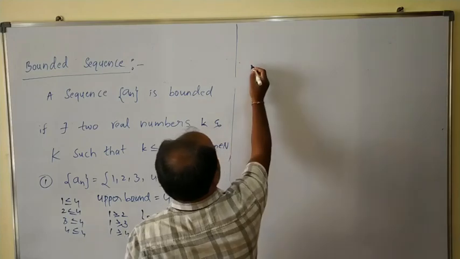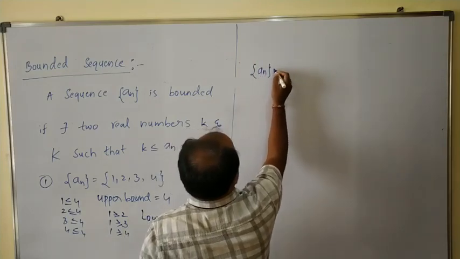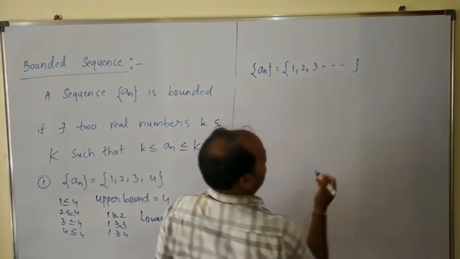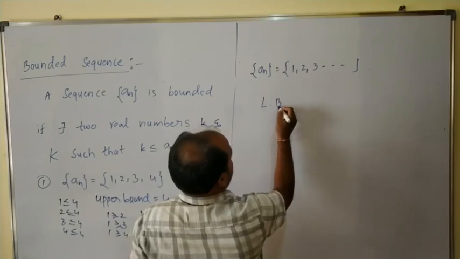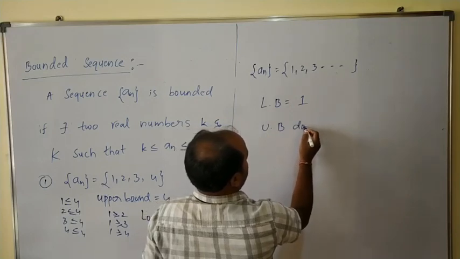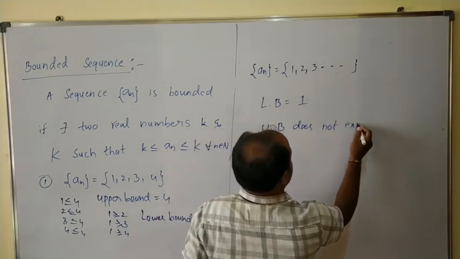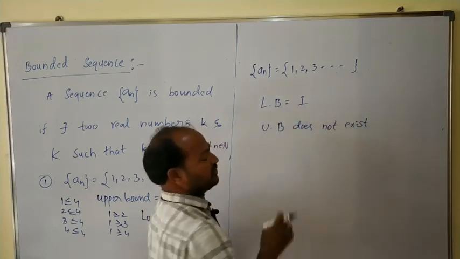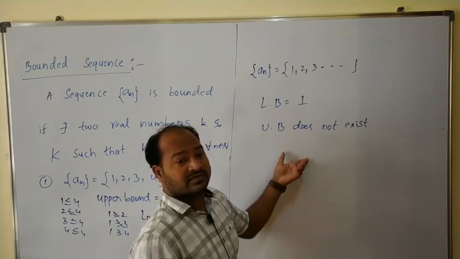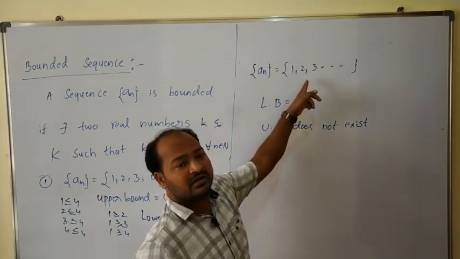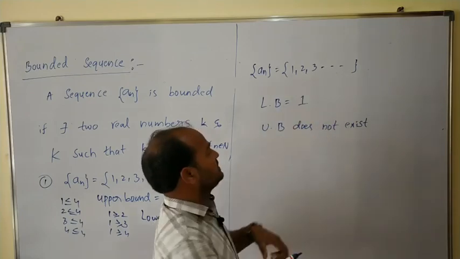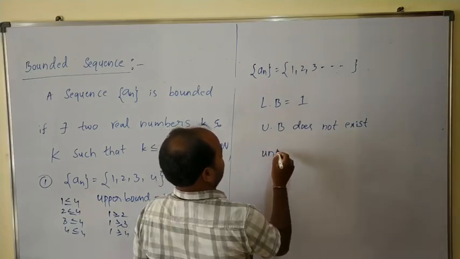For example, suppose you have a sequence like this: 1, 2, 3, and so on up to infinite values. Already we know that the lower bound of this sequence will be equal to 1. So in this case the upper bound does not exist. Okay, LB means lower bound, UB means upper bound. The upper bound does not exist because there is no term that is greater than or equal to all the terms in the sequence. That's why the upper bound does not exist. So this sequence is called an unbounded sequence.